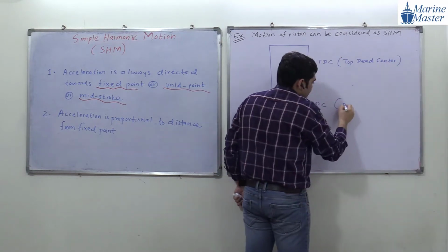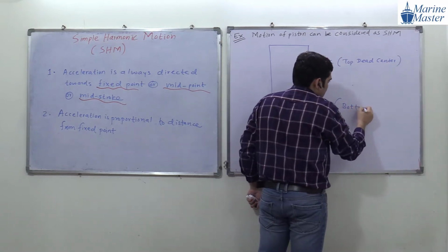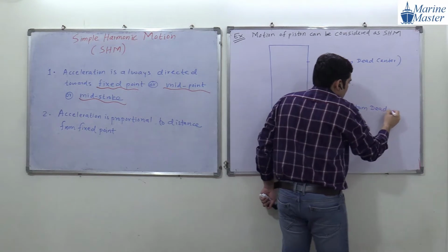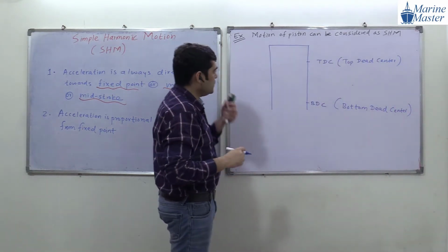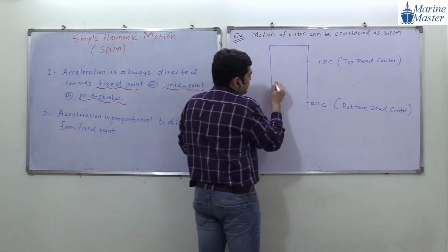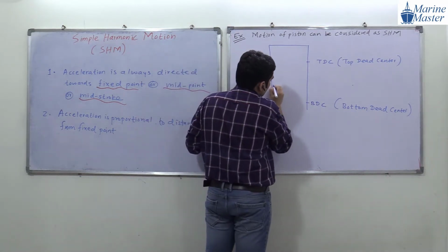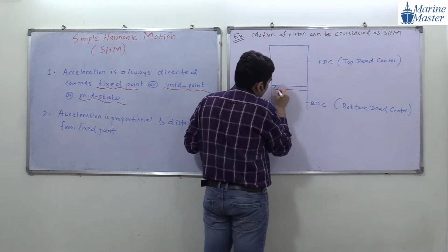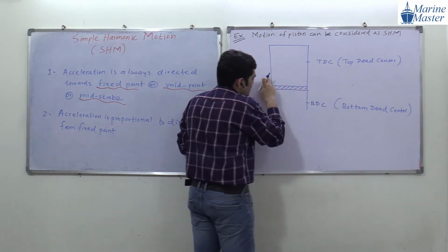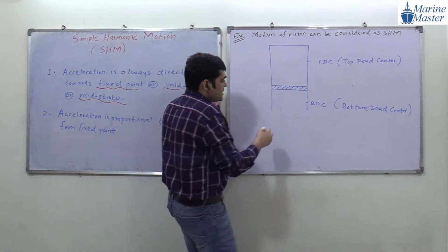And what is meant by BDC? Bottom dead center. Okay, try to see the scenario here. Now in this cylinder, suppose this is the particular position of the piston. This is a piston, this is a cylinder, this is a connecting rod.